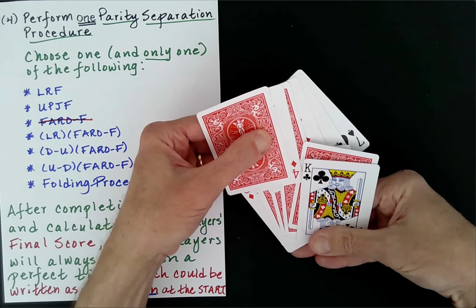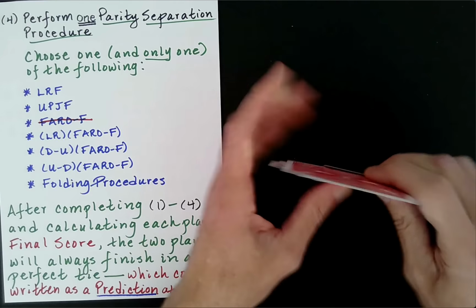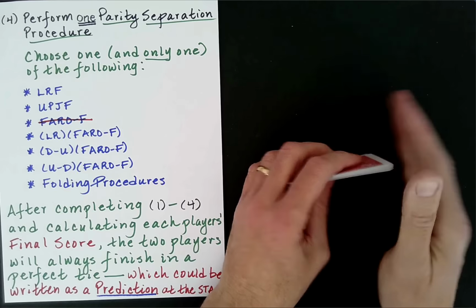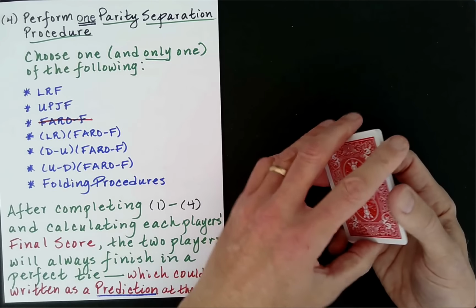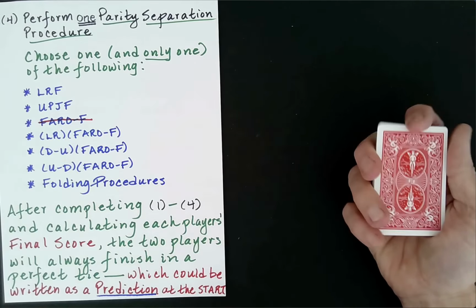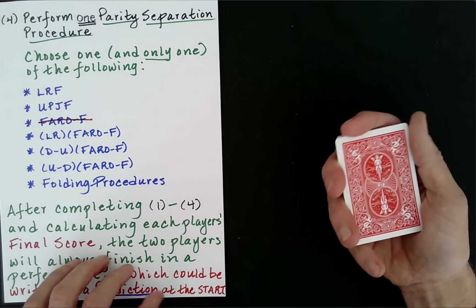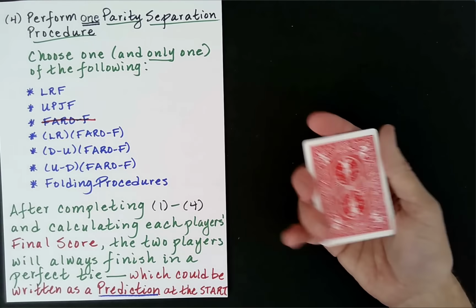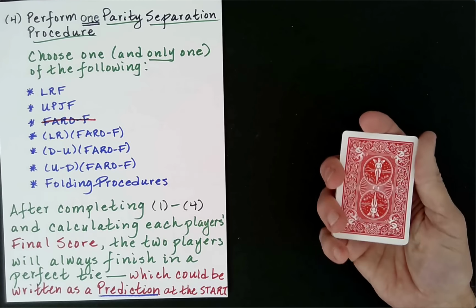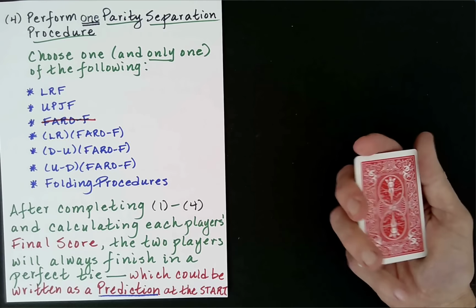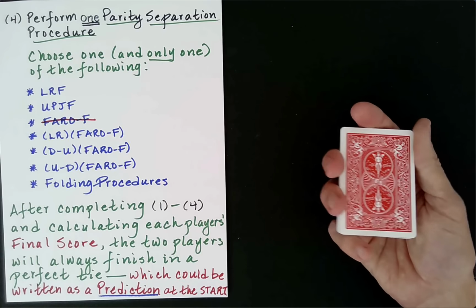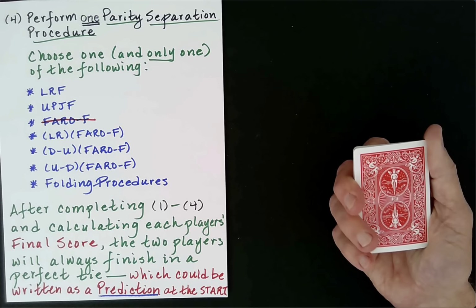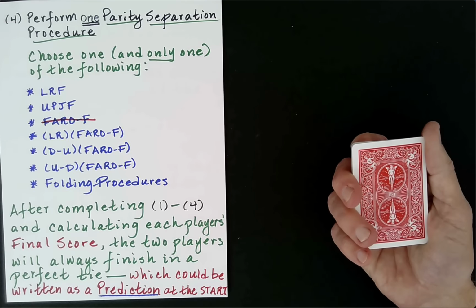Get up there. Come on, king. Get up there. And then that constitutes a parity separation procedure, and you're fine. So after completing this, calculate each player's final score. The two players, guess what? And you could write this as a prediction. It always ends in a tie. Always, always. It always ends in a tie.